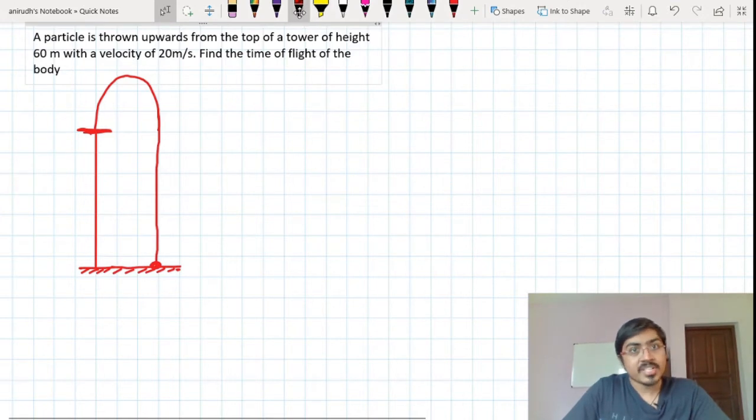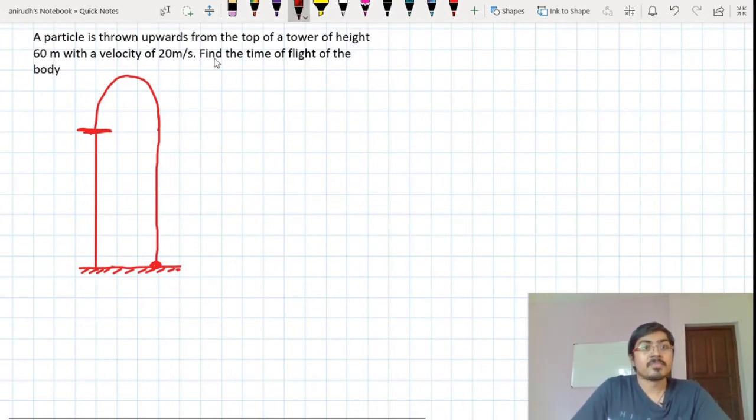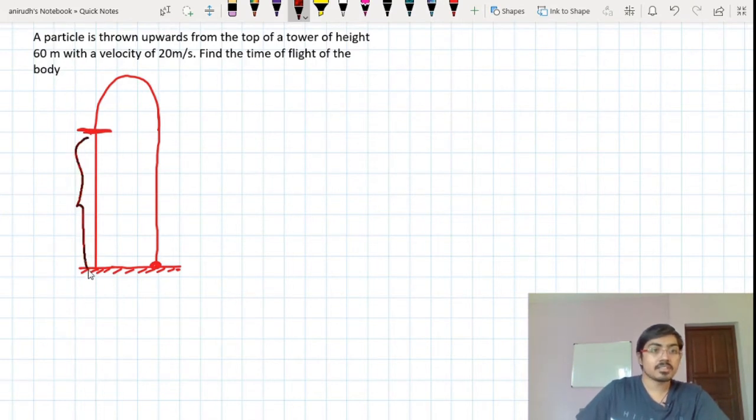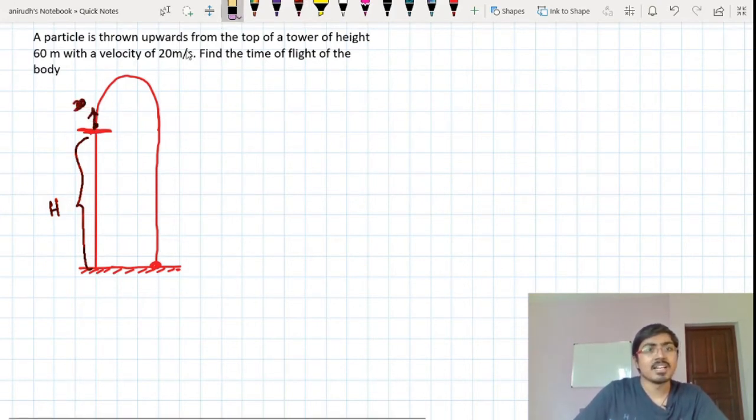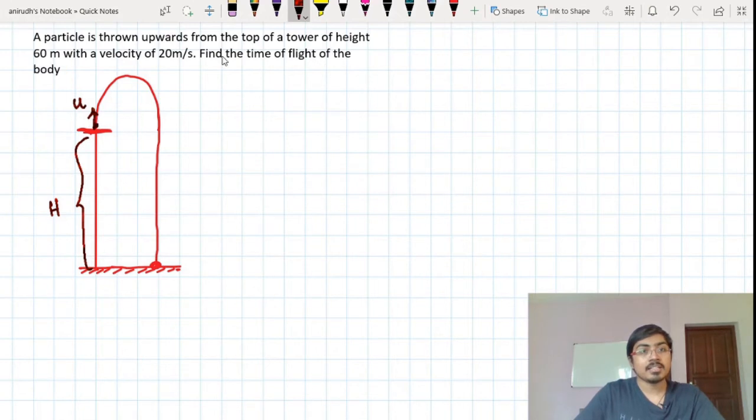Take a look at this question now, guys. A particle is thrown upwards from the top of a tower of height 60 meters. So they have given height h is equal to 60 meters and you are throwing this ball up with a velocity of 20 meters per second. Or I can just take a general case here. We will try to get a formula for this and then we will substitute the values of u. Tell me the total time of flight of the body.